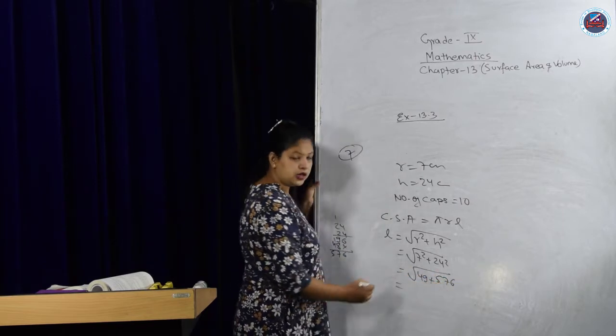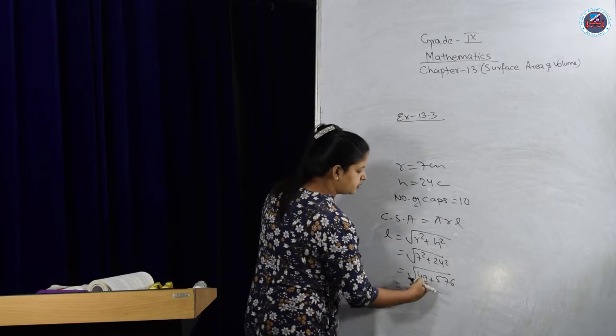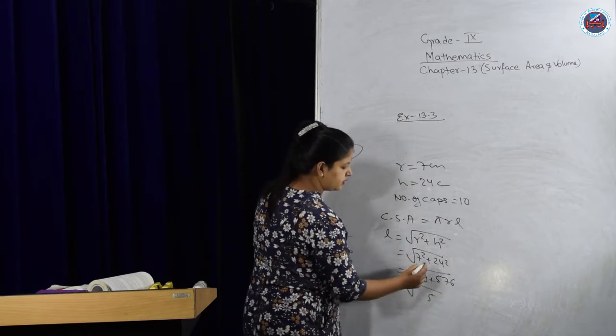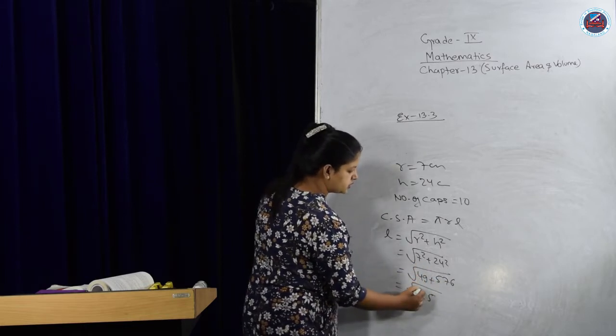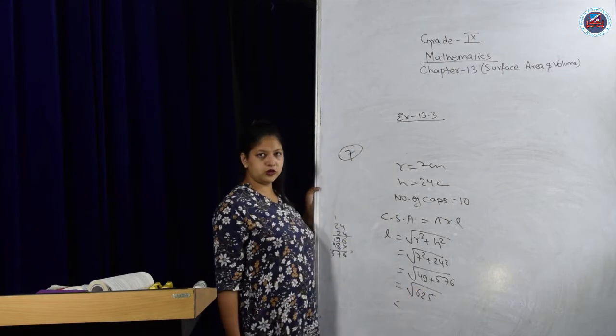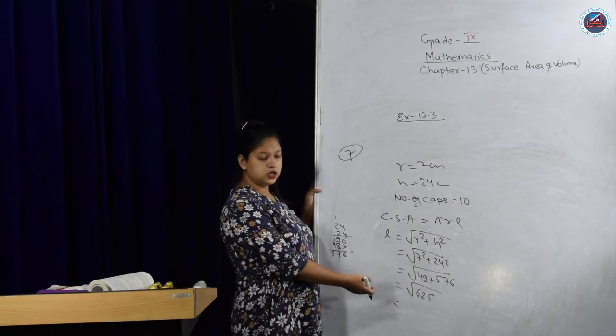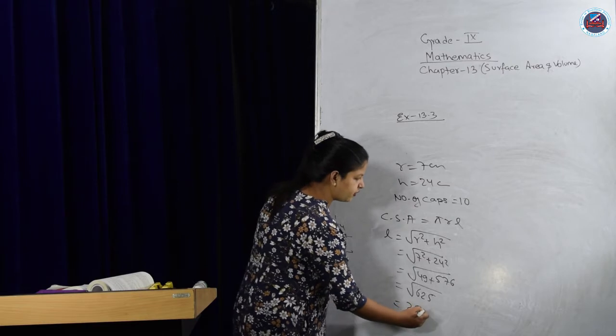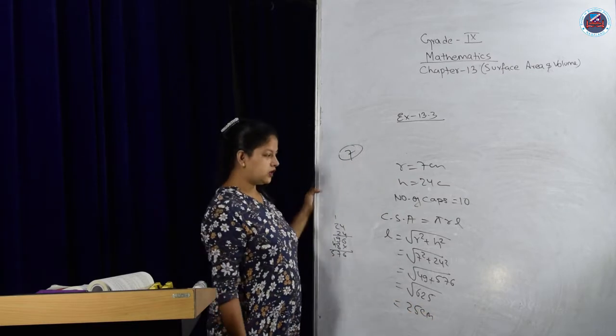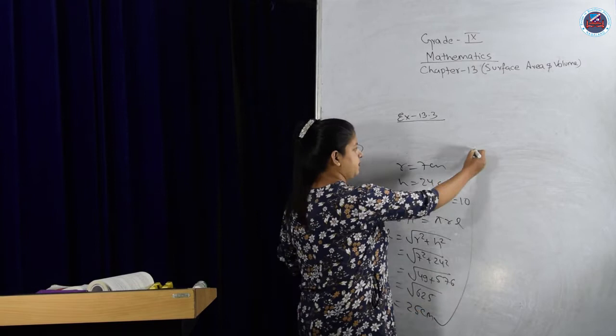576. Now let us add them. 9 plus 6, 5. 7, 8, 9, 10, 11, 12. 625. The way I have told you before, it has a perfect square root. So under root 625 is 25 centimeter. Now finally find CSA.